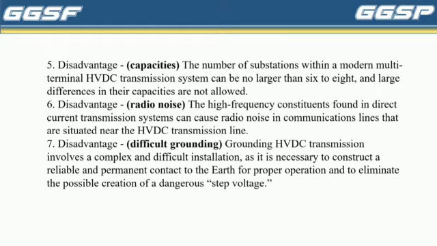Seventh disadvantage: difficult grounding. Grounding of HVDC transmission involves a complex and difficult installation, as it is necessary to construct a reliable and permanent contact to the earth for proper operation and to eliminate the possible creation of a dangerous step voltage.